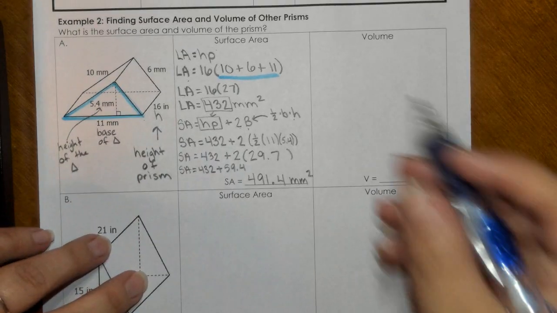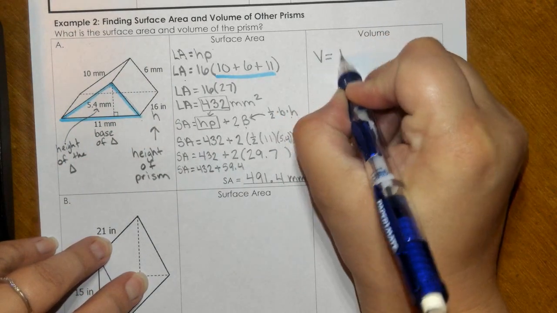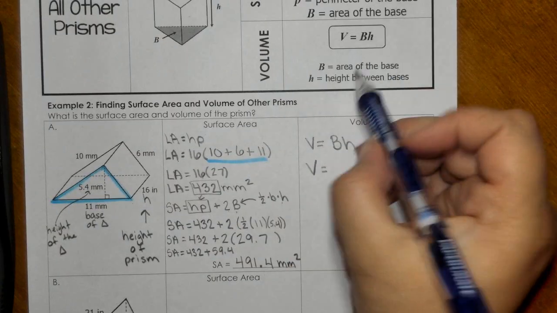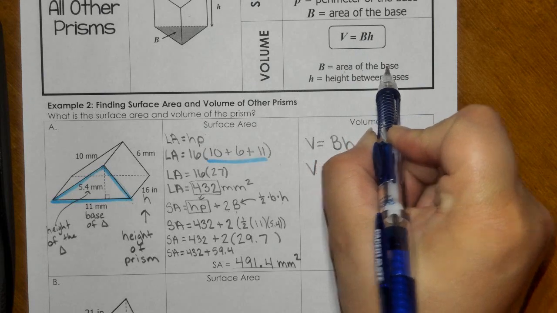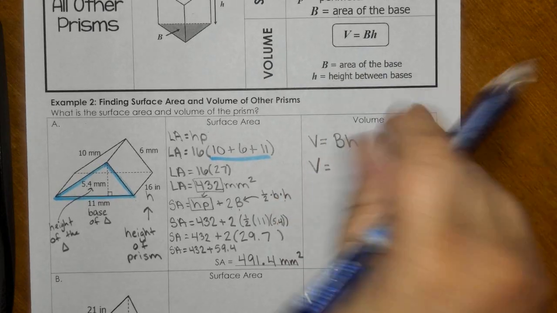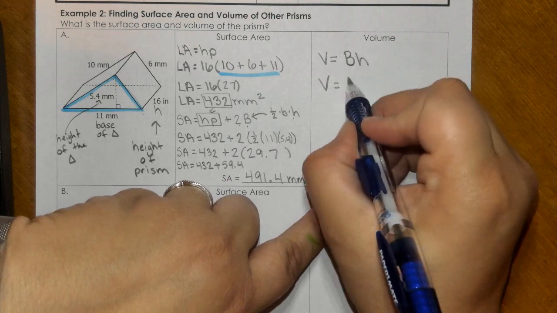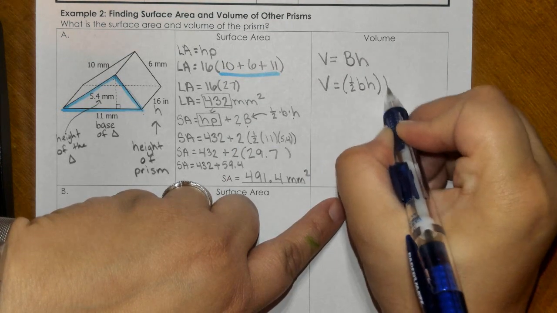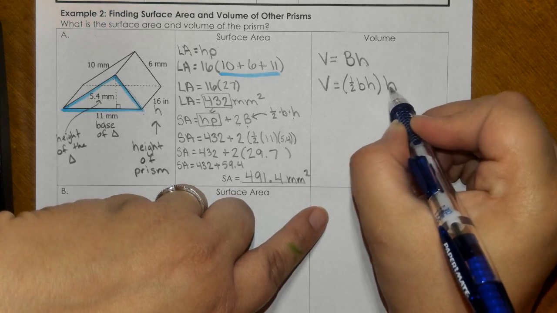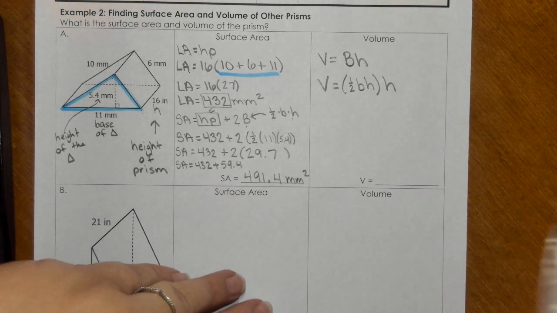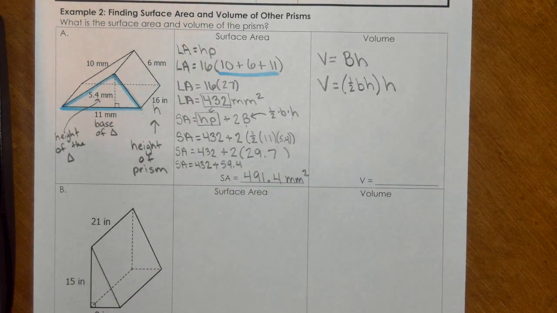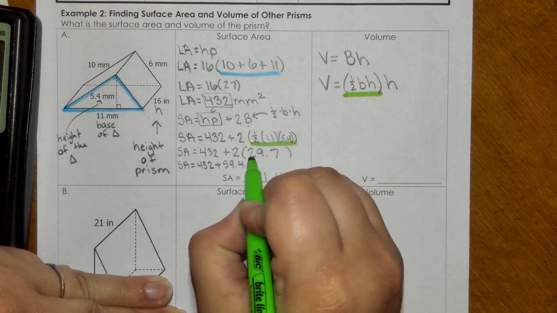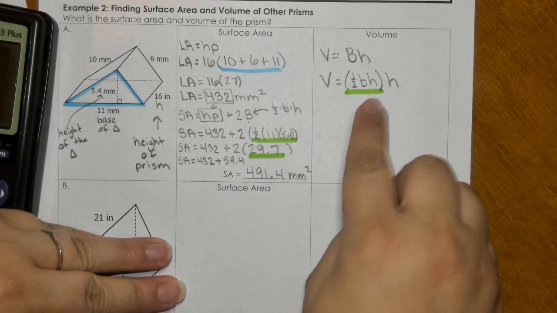So going over to volume, we have big B times H. So according to this, this is the area of the base and the height between the bases. Alright, so we know that the base again is a triangle, which is 1/2 base times height of the prism. So these H's represent something different. But you hopefully know that this right here is this. We just figured this out.